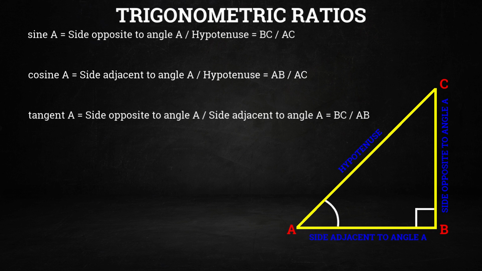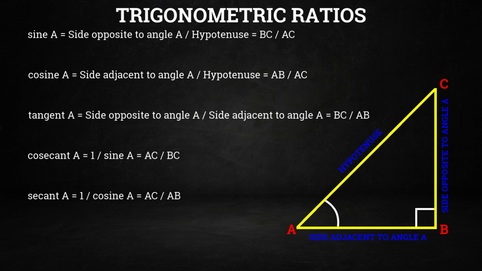The next 3 ratios are just the reciprocals of the first 3. Cosecant A is 1 over sin A, or AC over BC. Secant A is 1 over cosine A, or AC over AB. Cotangent A is 1 over tangent A, or AB over BC.